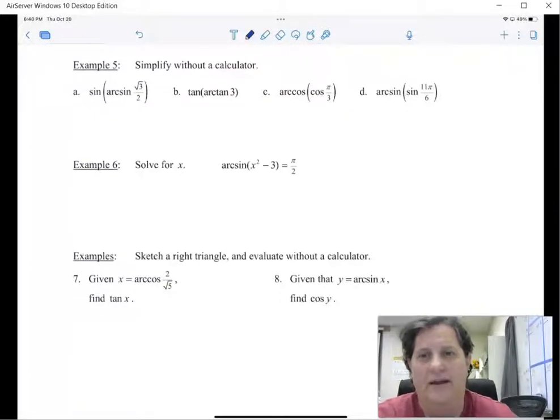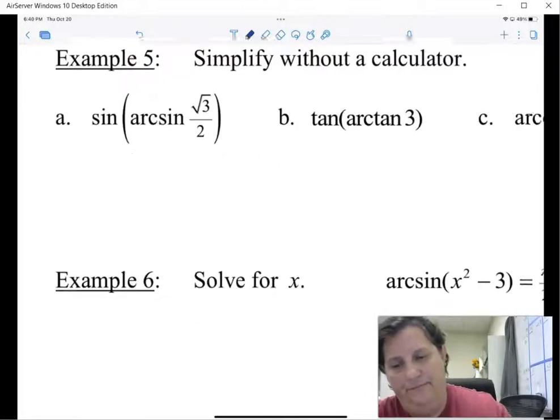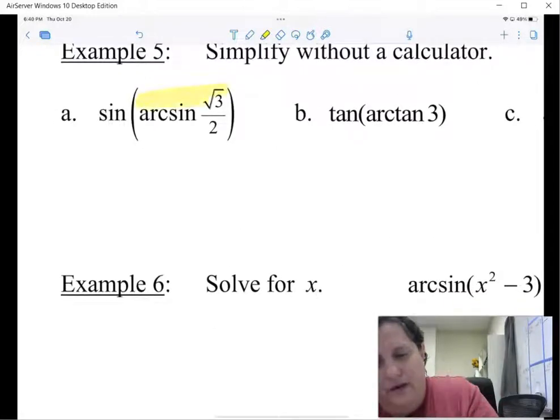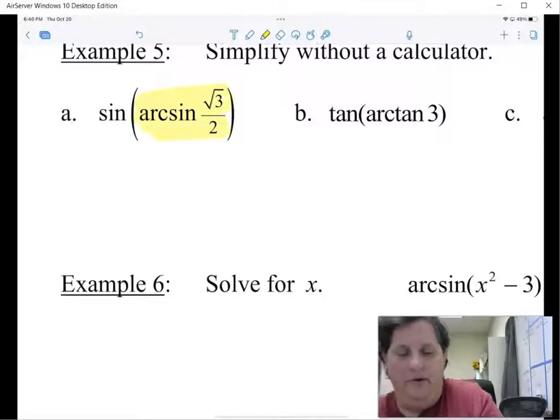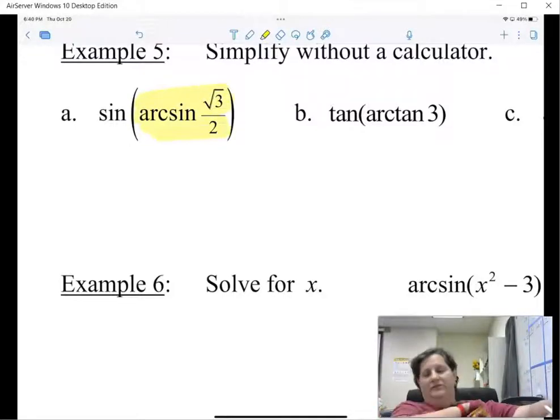Okay, without a calculator. Oh man, these are nuts. Here we go, starting here. Okay, I'm not going to keep going back and forth to my best friend chart. I'm hoping you have yours next to you.